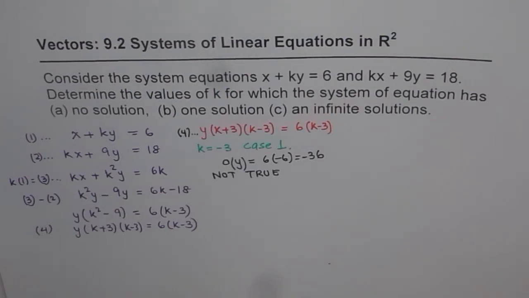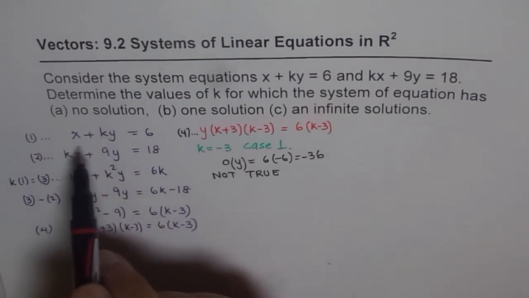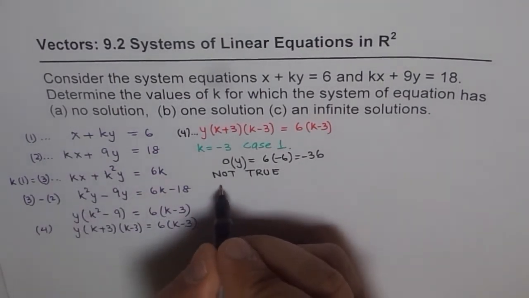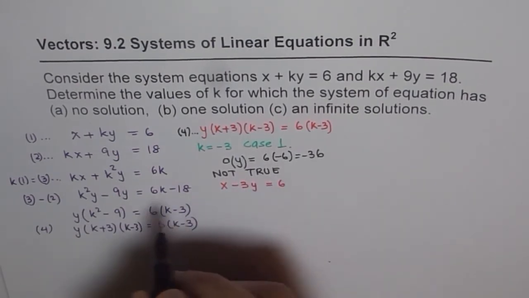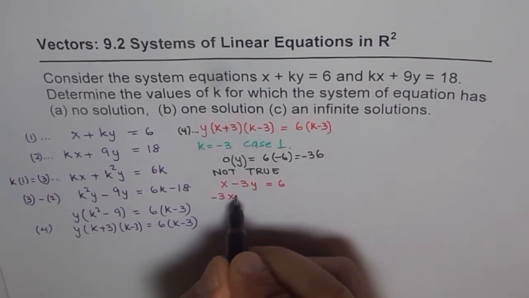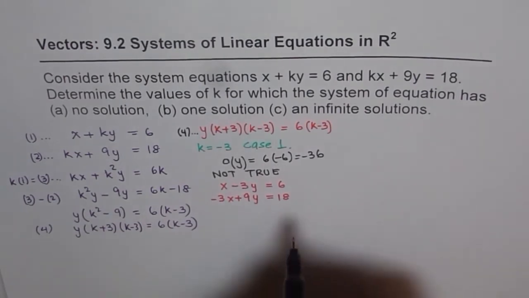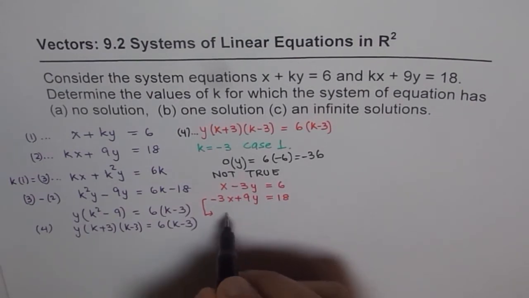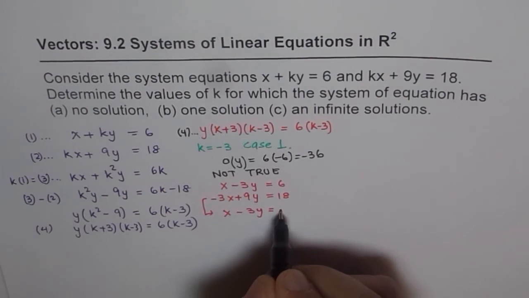What we will do is we'll plug in minus 3 for k in both the equations and see what we get. If I write k equals minus 3 in equation number 1, I get x minus 3y equals 6, and for the next equation I get minus 3x plus 9y equals 18, right? Now this equation can be simplified, and dividing by minus 3 I get x minus 3y equals minus 6.